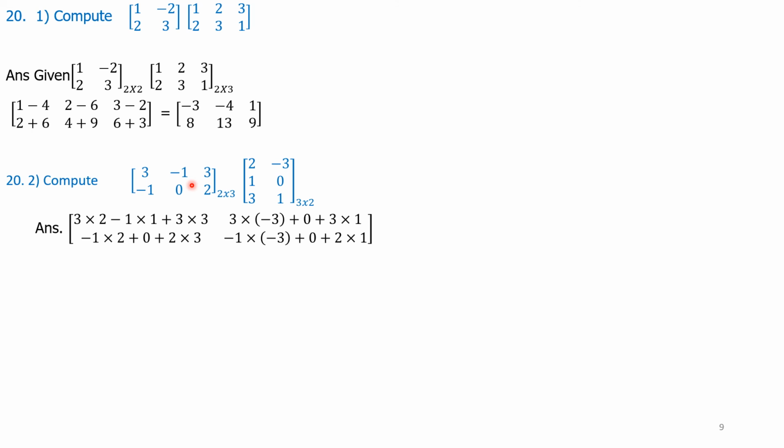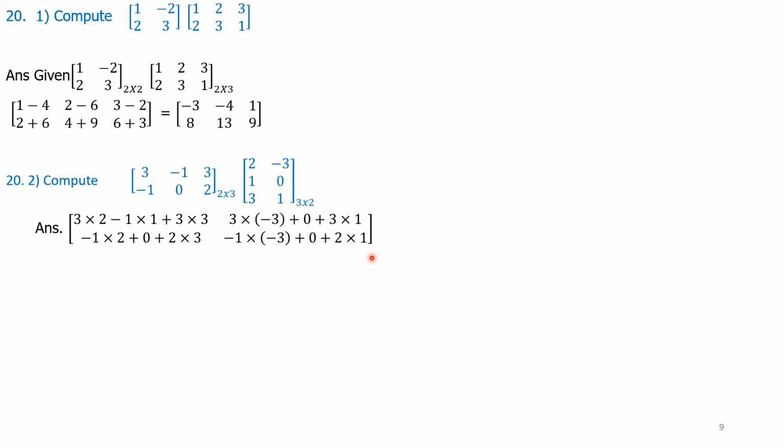3 into minus 3, minus 1 into 0 is 0, 3 into 1 is 1. Second row, first column, minus 1 into 2, plus 0 into 1, plus 2 into 3. Second row, second column, minus 1 into minus 3 is minus 3, plus 0 into 0, 0, and 2 into 1 is 1.